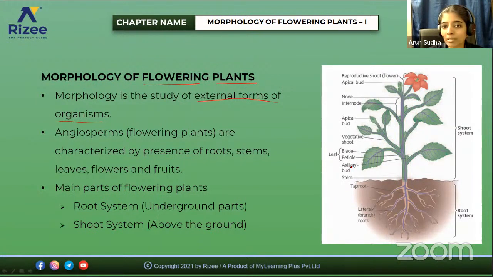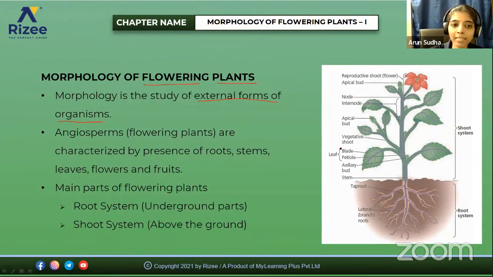So we are going to study in detail about the types of roots, and about the stem, and about the leaf. What are the different types of leaves, and about the venation that are present in the leaf, and then about the flower, about the characteristics of the different types of flowers, and then fruit and seed. So these are the main morphological features in a flowering plant.